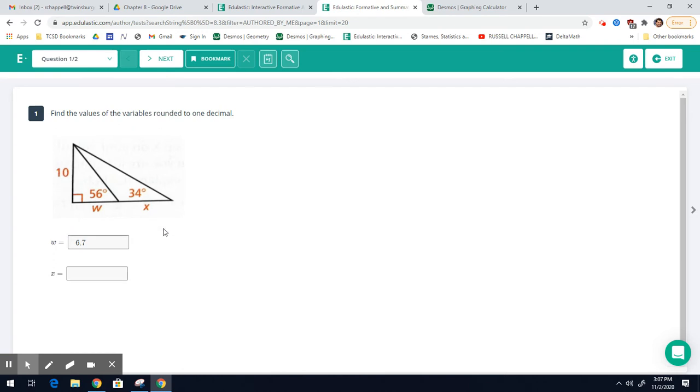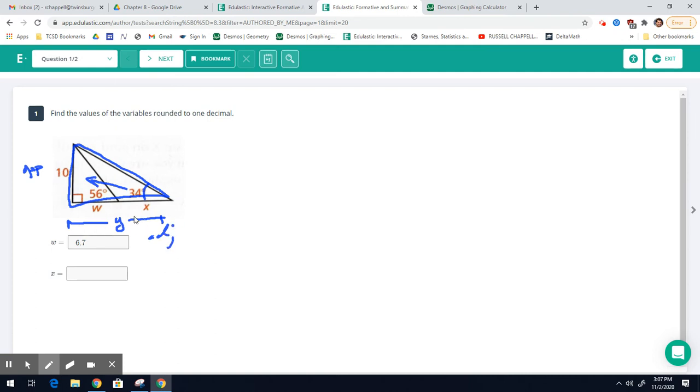So now to find X, we'll do the same thing. However, what we're going to do is use the big right triangle, and we're going to find this length. I'm going to call it Y. Okay? So we're going to find Y. So here's 34 degrees. So again, 10 is the opposite. We don't know the hypotenuse, and we're going to find the adjacent Y.